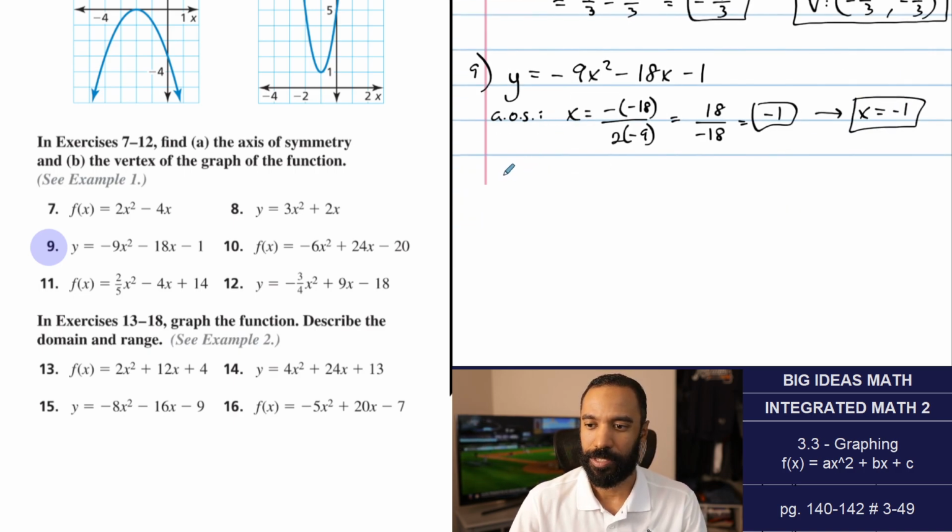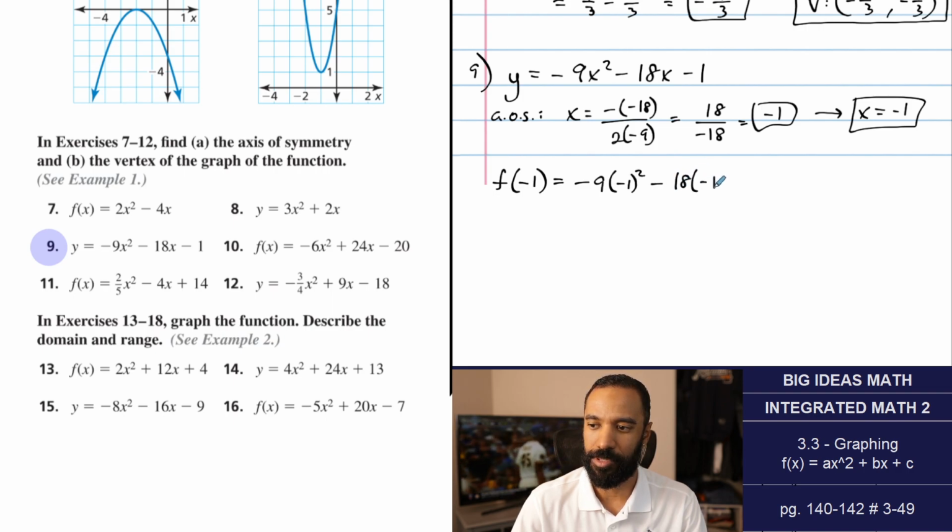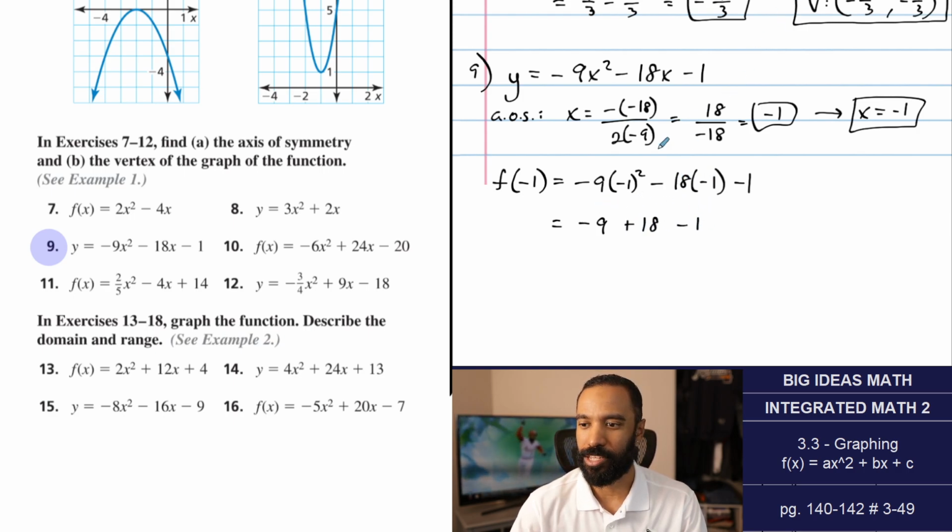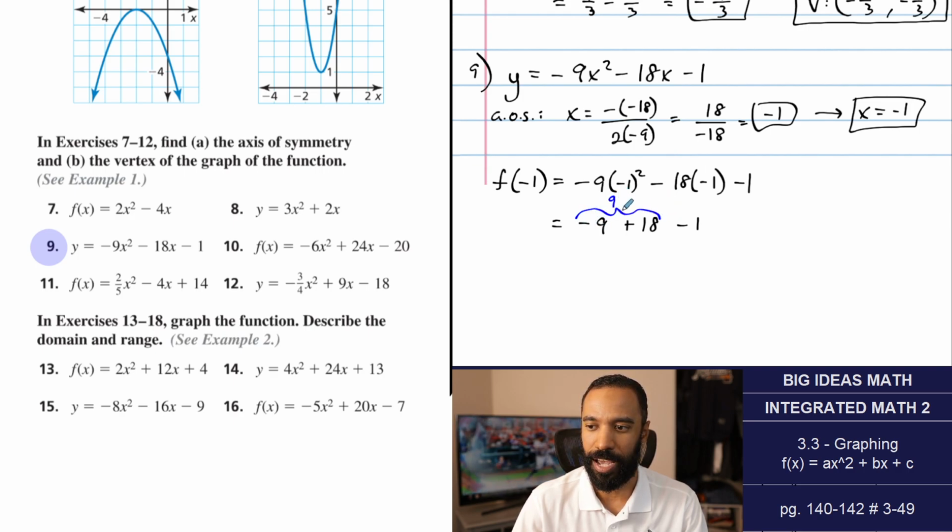For the vertex, the y value, f of negative 1. So we have negative 9 times negative 1 quantity squared minus 18 times negative 1 minus 1. Negative 1 squared is 1 times negative 9 is negative 9. Now you have negative 18 times negative 1 is plus 18 and then minus 1. Here's where, like I said, these two will combine. Negative 9 plus 18 is positive 9.